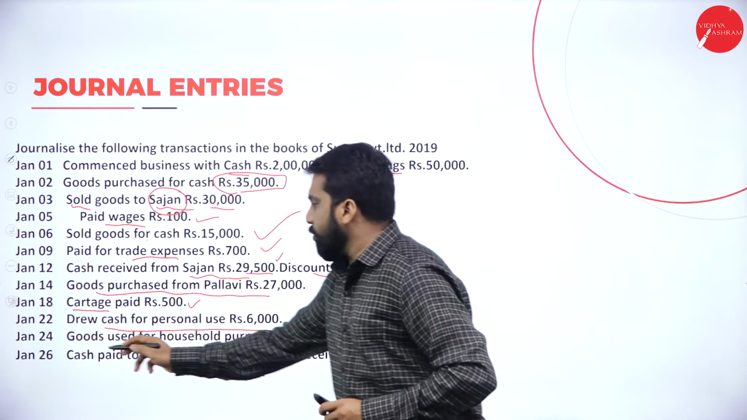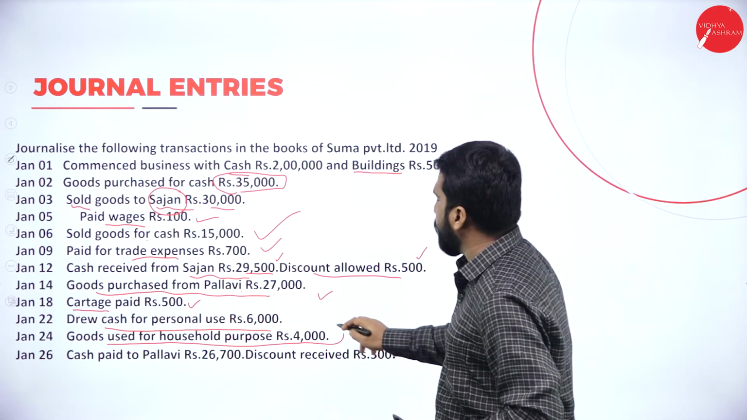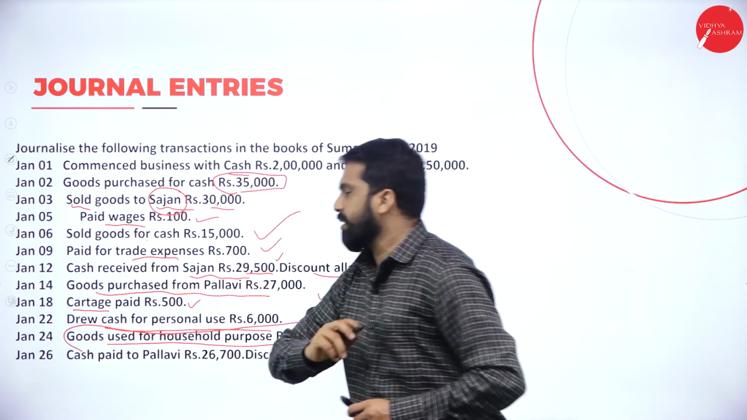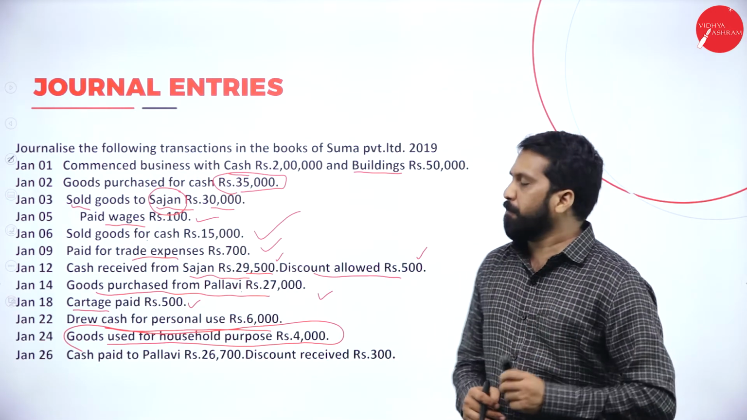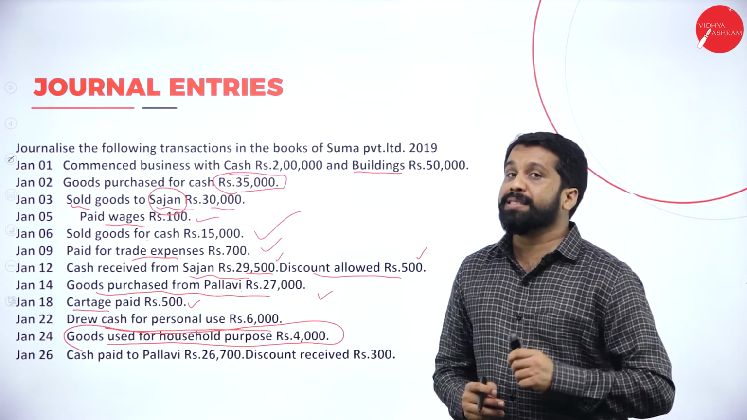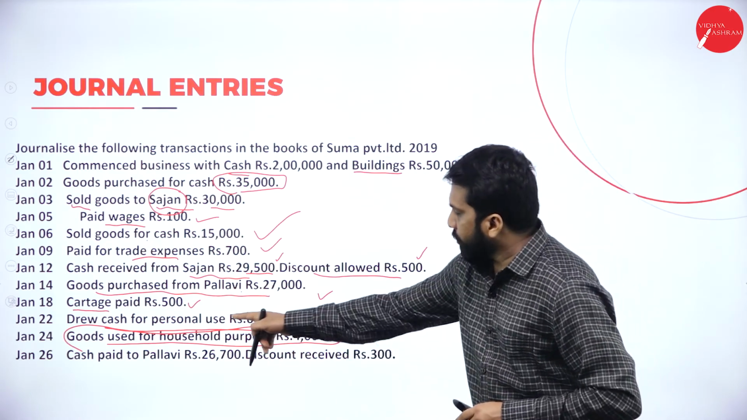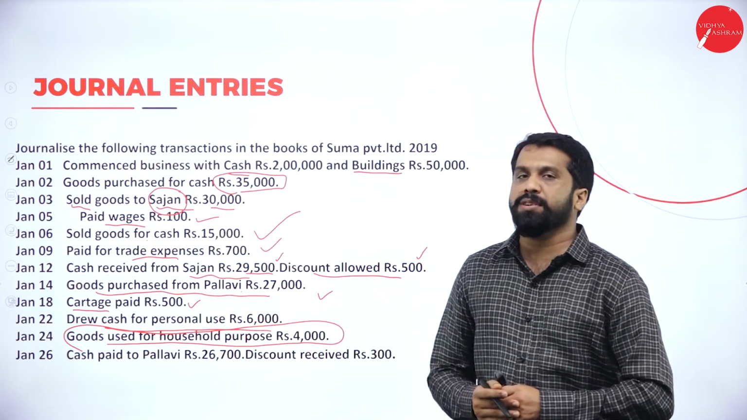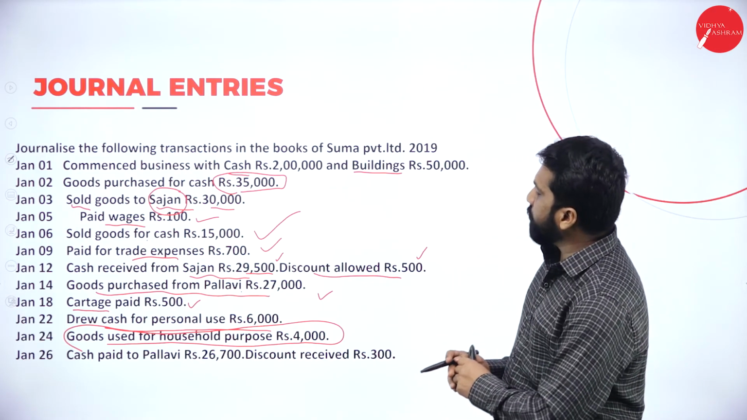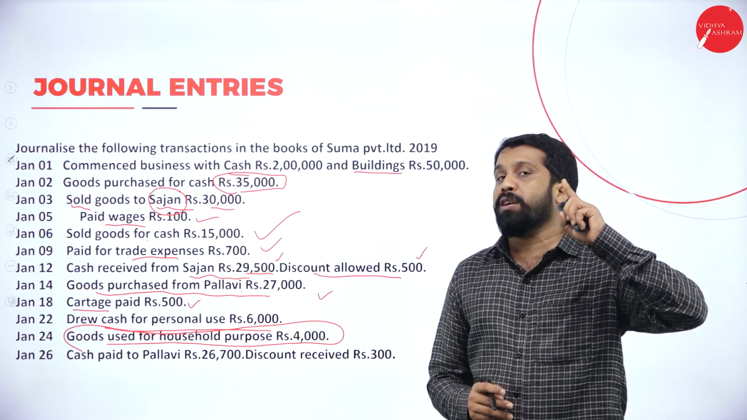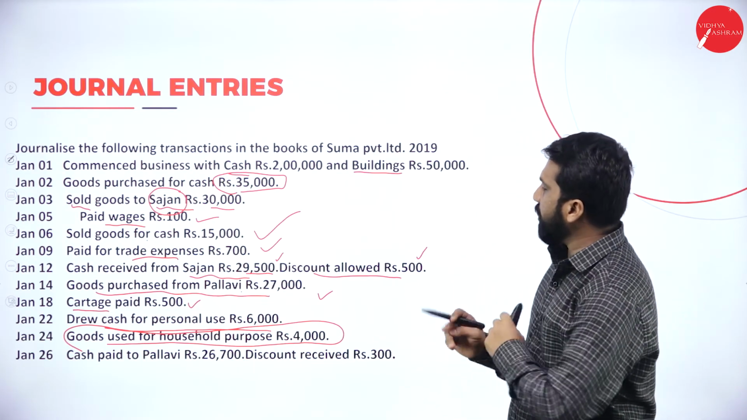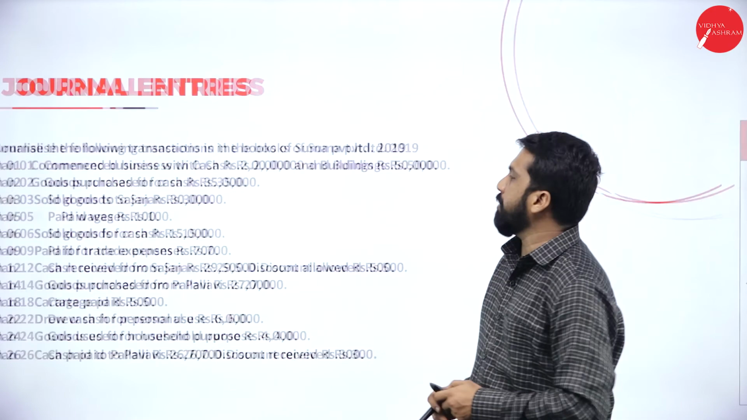Next, goods used for household purpose. Now, household means what? Personal. Again, this is also personal. This one also personal. Now, goods used for personal purpose. So, personal means drawings always what? Up. Now, how much is it? 4,000. January 24th.